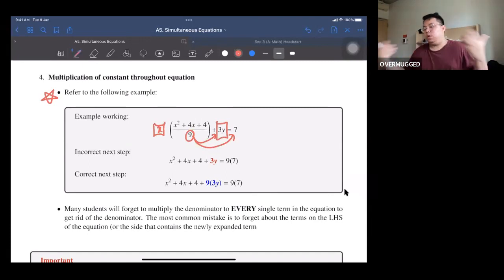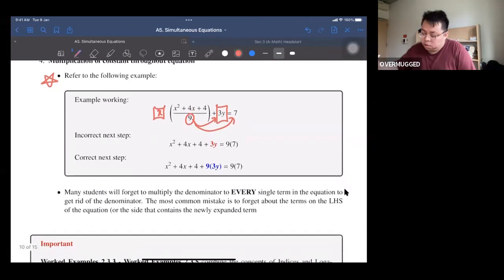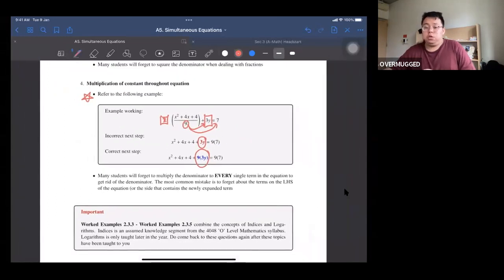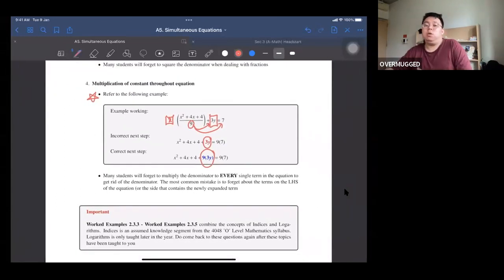Whenever you are opening up your brackets, you are opening up the denominators into the rest of the terms, you need to ensure that every single term has that denominator multiplied. So as you can see, the 3y and the 9 times 3y, every single term must be multiplied. So please be very careful. Now, these are rookie mistakes, so please do not make them.